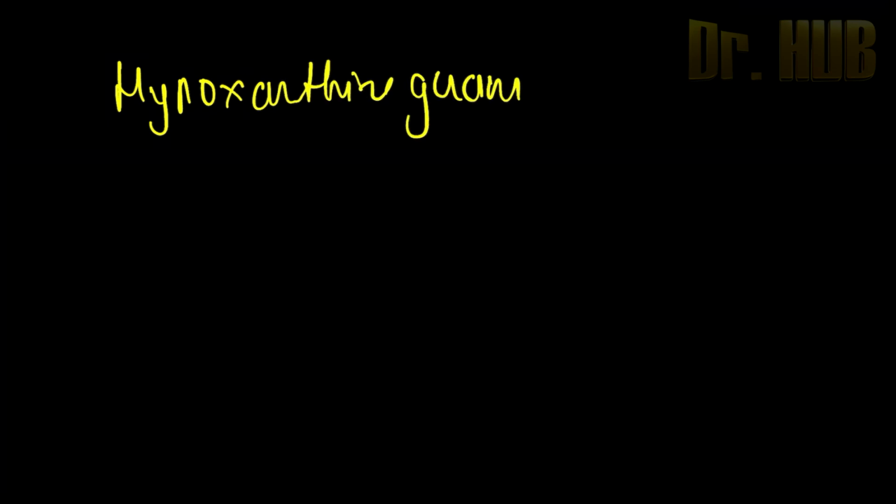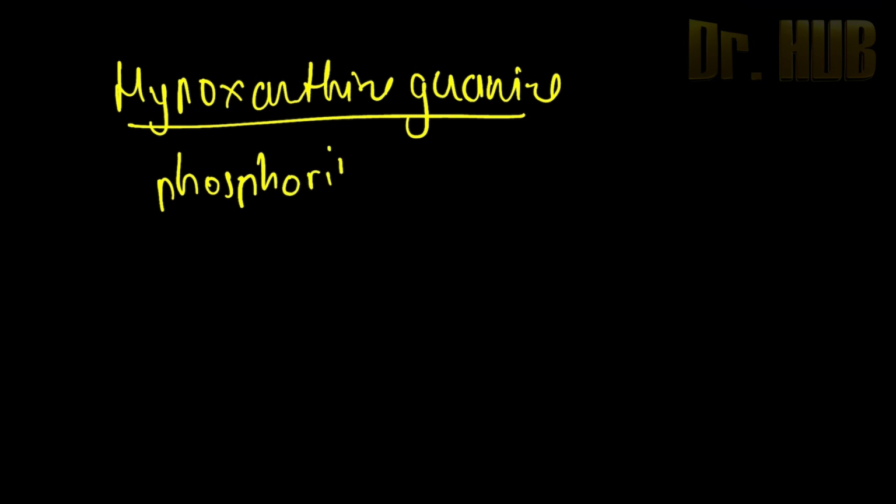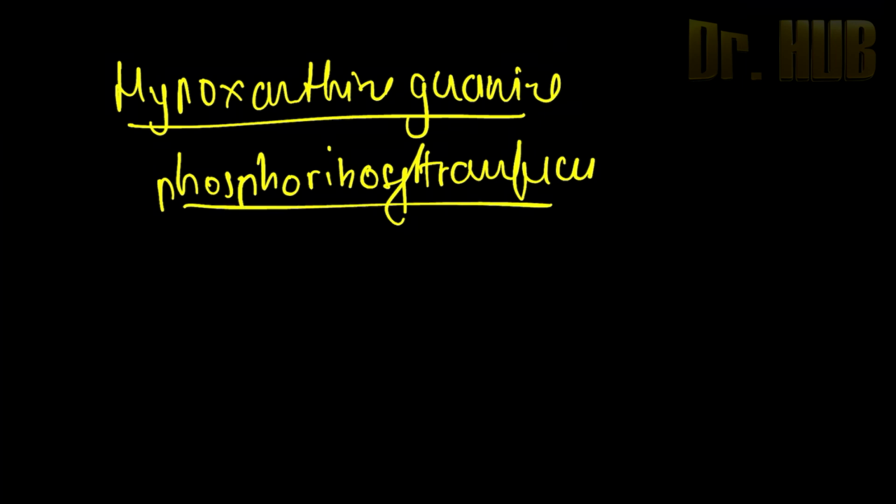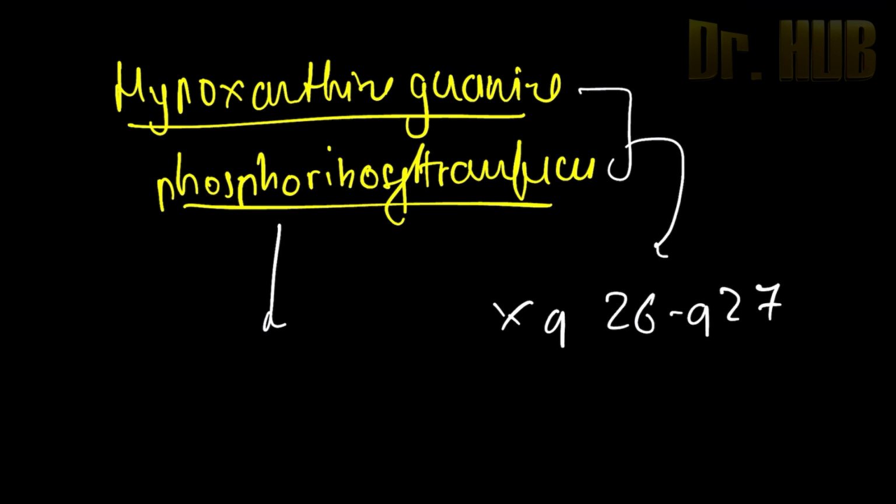Then we move on to hypoxanthine guanine phosphoribosyl transferase. The chromosome involved will be Xq26-q27, and the disease implicated will be Lesch-Nyhan syndrome.